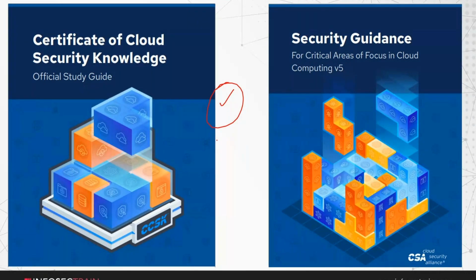But I would also prefer you read this particular security guidance as well. This is slightly more detailed, which can give you a more in-depth understanding. If you ask me, I will always prefer my candidates to start with this one, then maybe for last minute reference they can go for the second one. These two are the best materials to prepare for the examination.